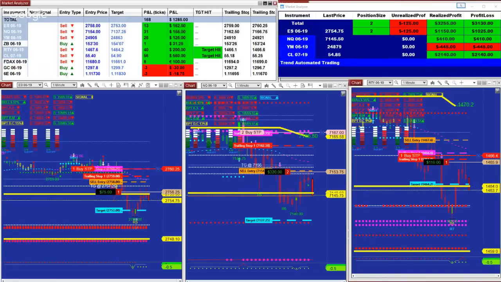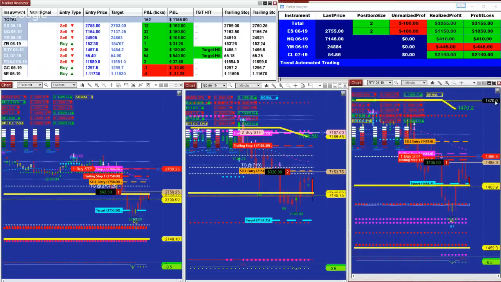Give me one moment here. One thing is, when you have a lot of screens, you start losing where your charts are laying. Okay, so here they are.